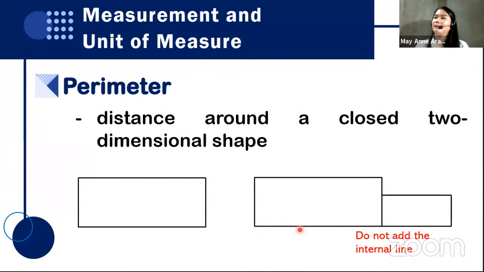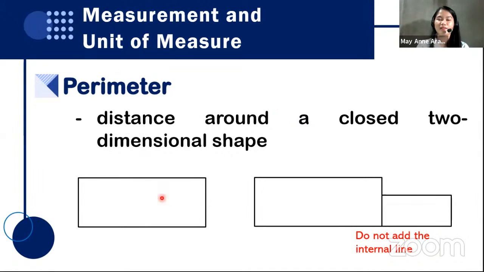Okay, first we have the perimeter. So this afternoon, we will focus on the properties of triangles and quadrilaterals. But this morning, we will just discuss about the perimeters and the areas, surface areas, and the volume. A perimeter is the distance around, paikot, a closed two-dimensional shape.